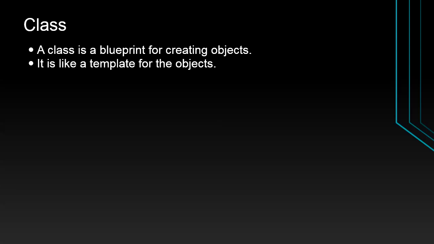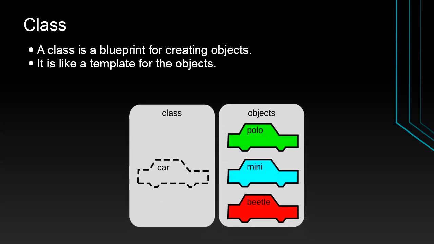Now let us discuss classes in OOPS. A class is a blueprint for creating objects. It is like a template for the objects. If there is a class called car, then its objects will be various cars such as Polo, Mini and Beetle.